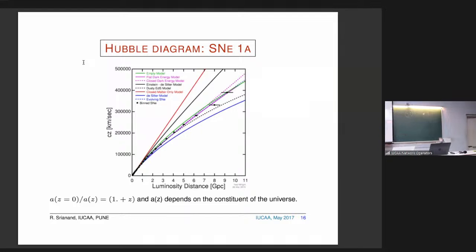So now let's move on to measuring masses. Okay? How will you measure mass?